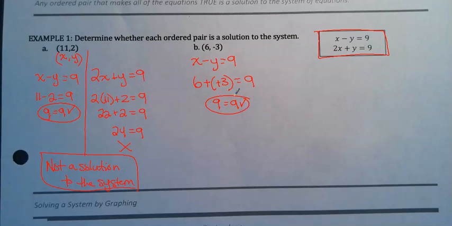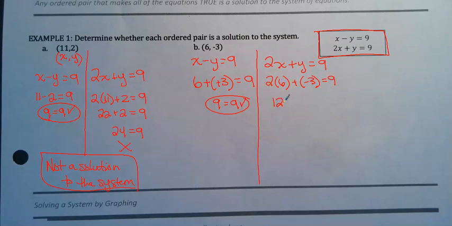But what do I have to do now? We have to do the second equation in the system. So 2x plus y equals 9. All right, so 2 times x, which is 6, plus y, which is negative 3, equals 9. So 2 times 6 is 12, plus negative is the same thing as minus 3. 12 minus 3 is 9. So this one checks out. This one is a solution. You need to put that it's a solution. That'd be fine.